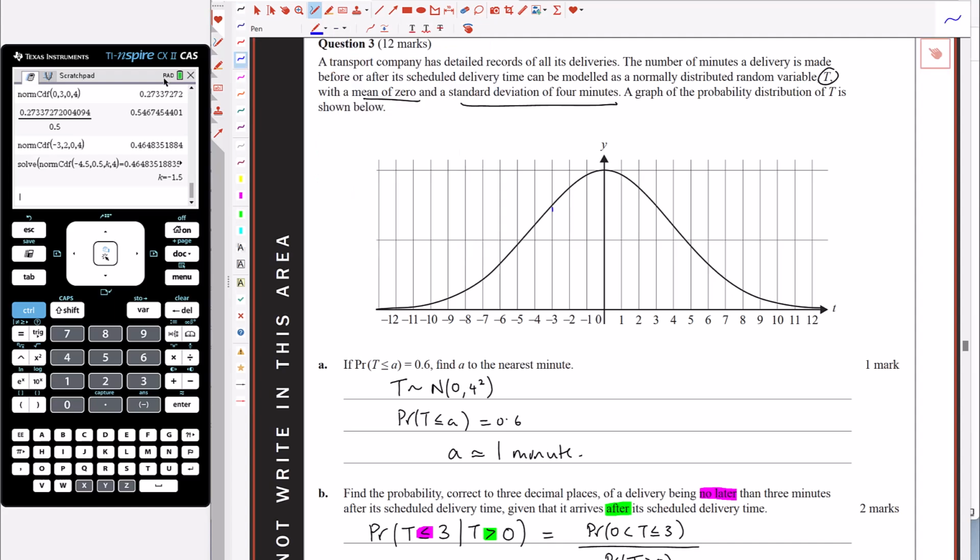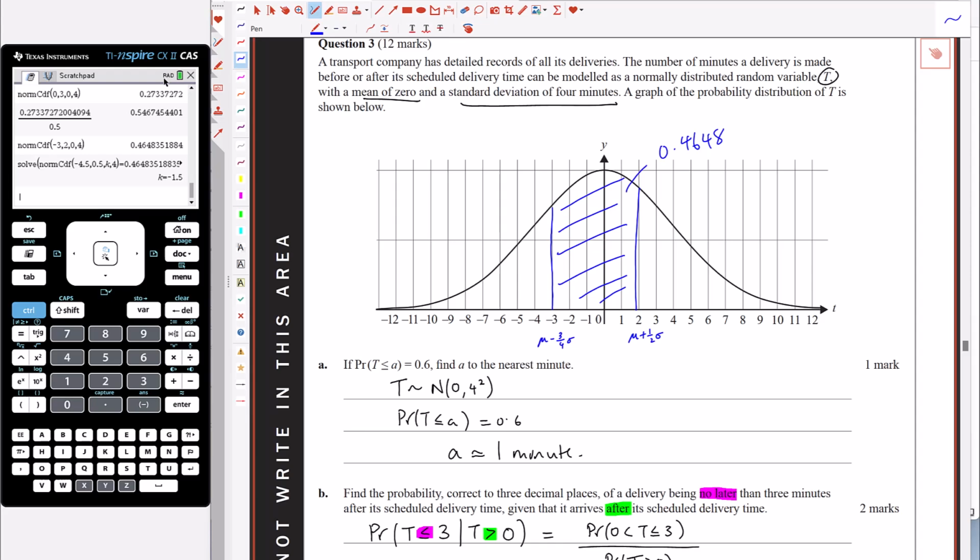So we've been given the information that from negative 3 to 2, that area there is 0.4648. And I think what they want you to do is rethink the symmetry a little bit, in that this is the mean plus half a standard deviation, and negative 3, remembering our standard deviation is 4, is the mean minus 3/4 of a standard deviation.